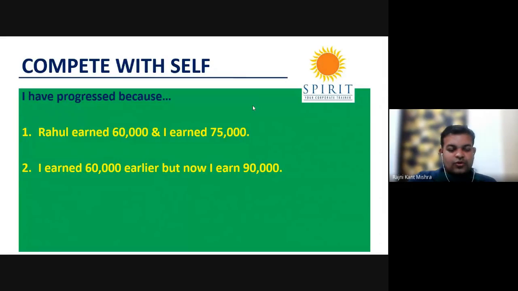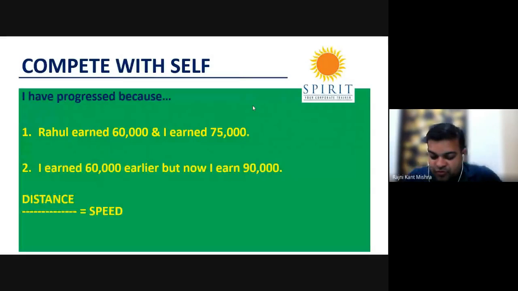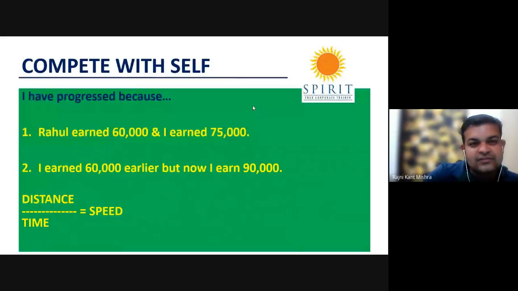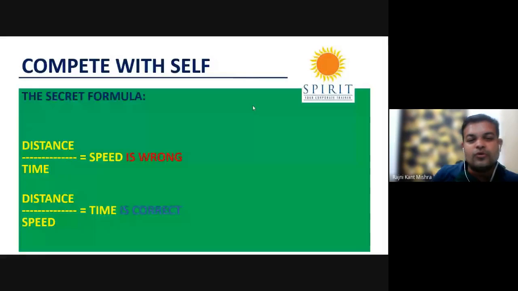So let's move on to this formula of distance upon time is equal to speed. Everybody knows this formula. This is a very common formula. Now we will be discussing this formula to understand how to measure our own progress. Let's move on to the next slide. This is what we call competing with self. These are the basics. This is the secret formula which we should use to understand.